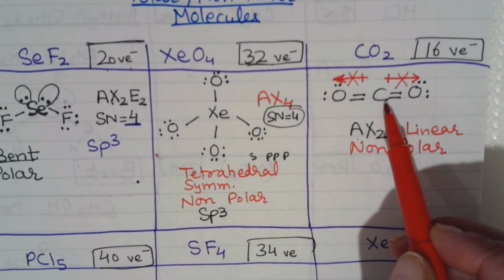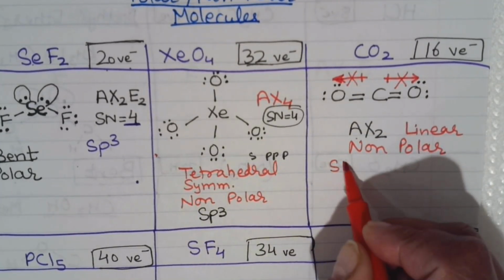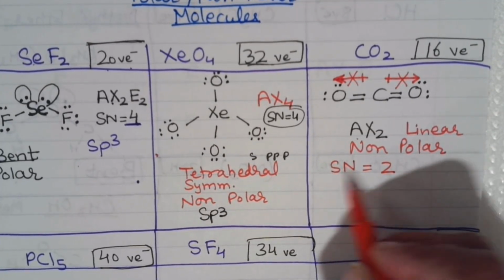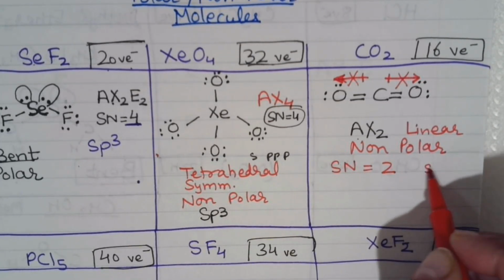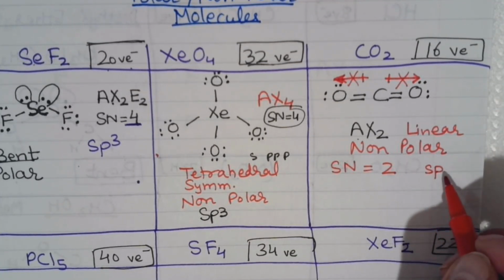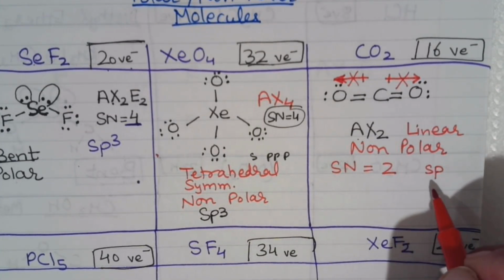Now let's talk about the steric number. The steric number of AX2 is just 2, right? So what is the hybridization? The hybridization would be sp. Okay. So one s and one p mixed together to make the hybridization sp. Okay.